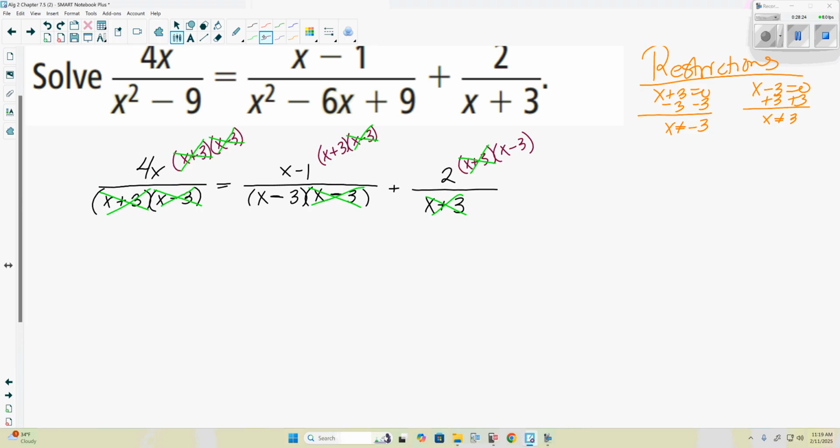Questions on this so far? Are all the denominators simplified? No, because the middle one has how many x minus 3s? It has it twice. So that means for both of them to cancel, you have to multiply everything by the x minus 3 twice. Since it showed up twice in one of the denominators, we need it twice.